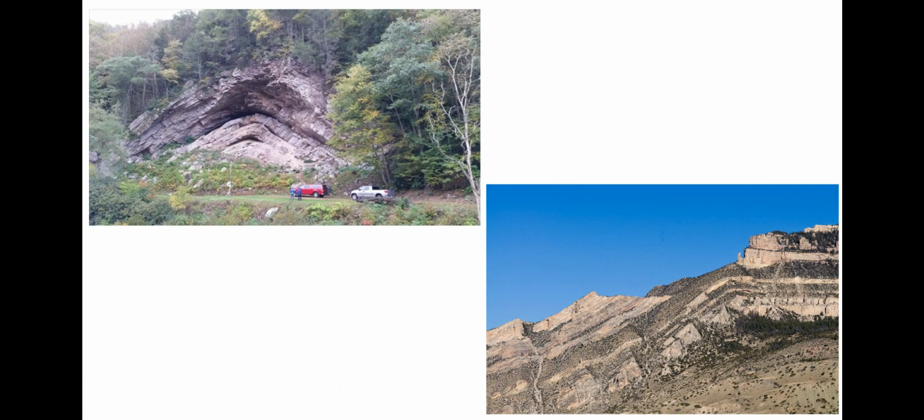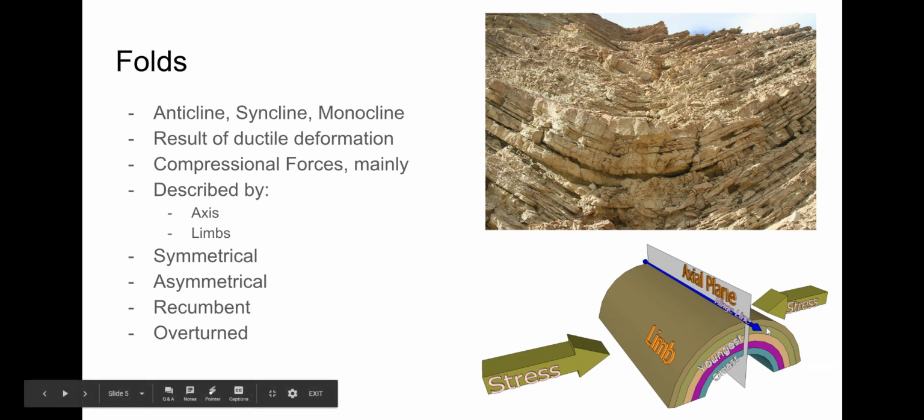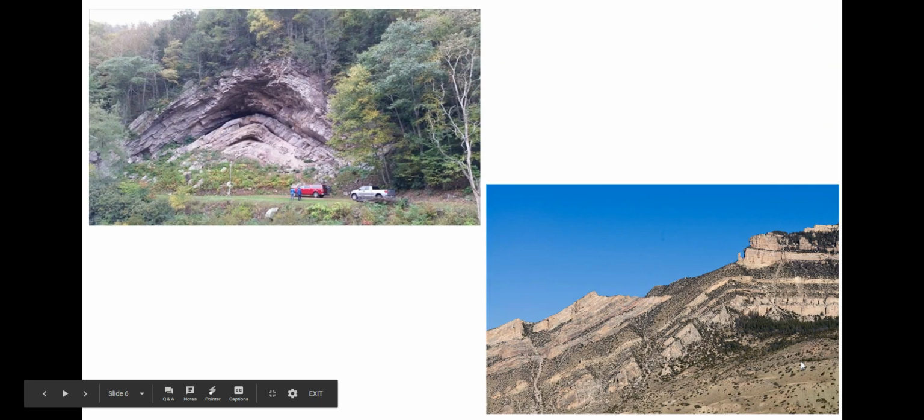So here's a couple of examples. Of course, this example here is a syncline. So it's a down warp fold. This is your textbook anticline. On this one, you've got an anticline out in the field here. And then down here is a monocline. So the monocline is like a stair-step fold. This part's horizontal, and this part's been folded. And the axis is over here.